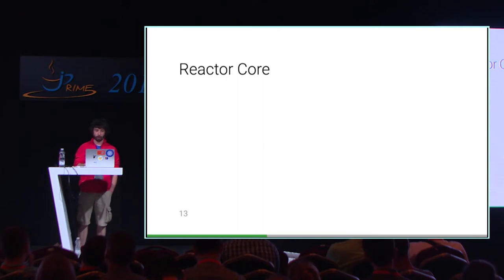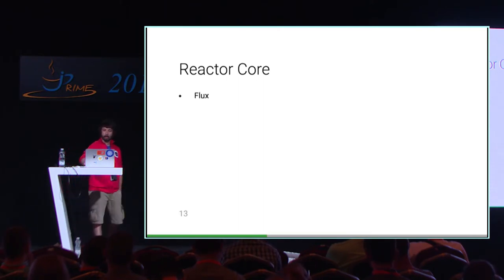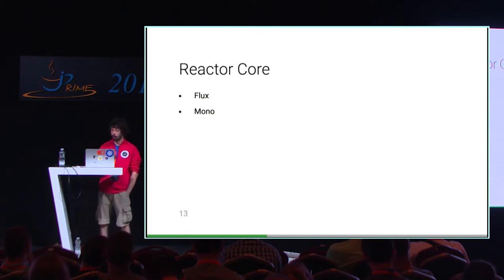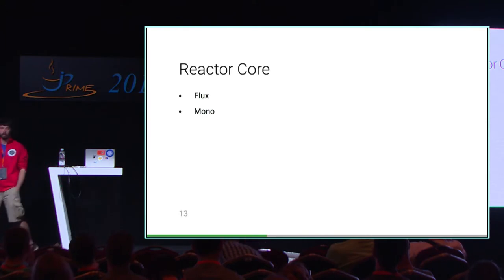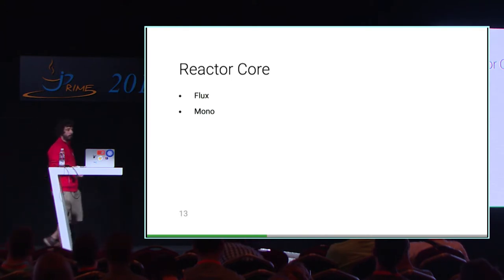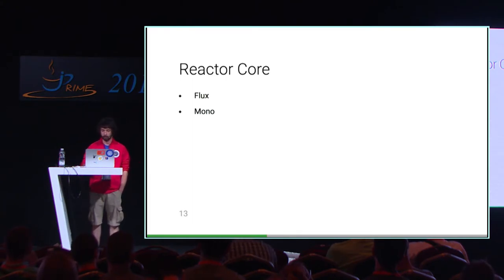Reactor core, I think we have seen, we have flux, which is the same as observable, and we have a mono. So a mono can be a maybe, a completable, or a single. A mono void does not emit anything, so you can use it as a completable. Mono an item, so yeah, you can use just those two.